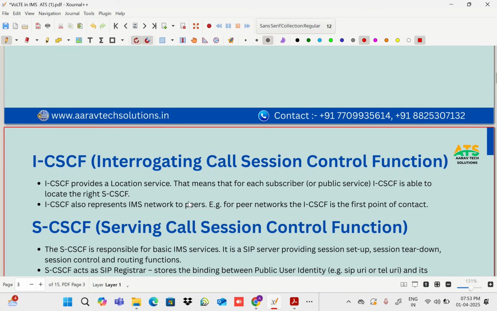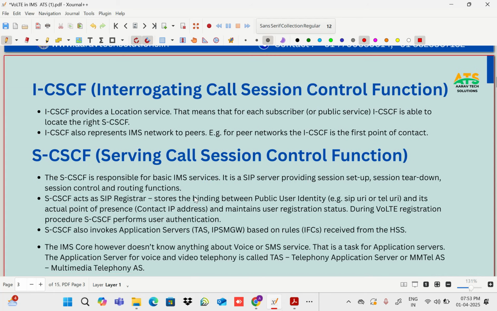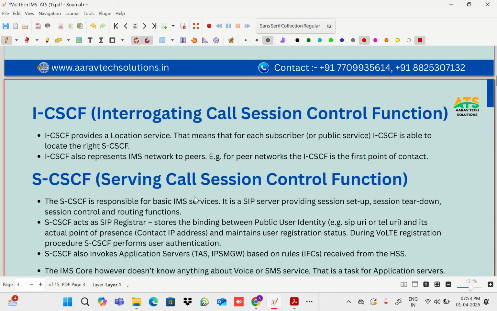Let's see ICSCF, Interrogating call session control function. So ICSCF provides location services. That means that for each subscriber or public service, ICSCF is able to locate the right SCSCF. It means ICSCF helps to identify the right SCSCF for a particular UE.